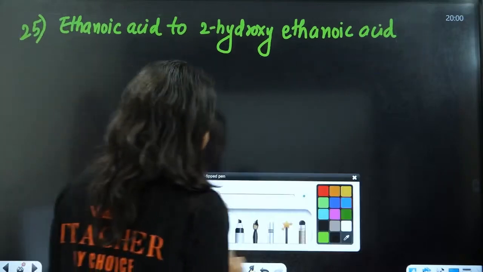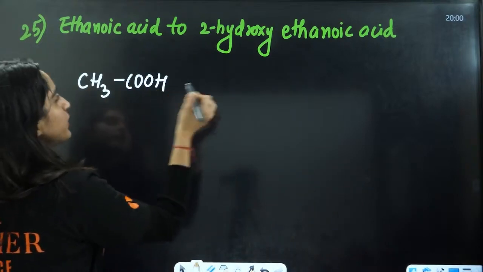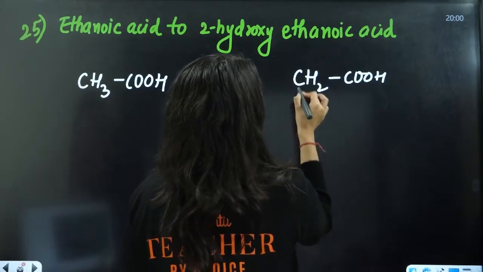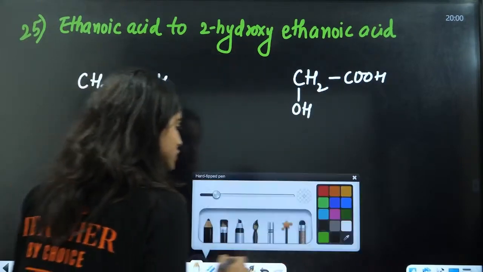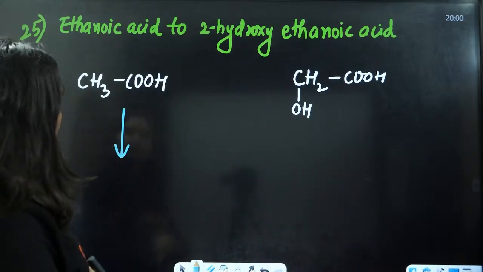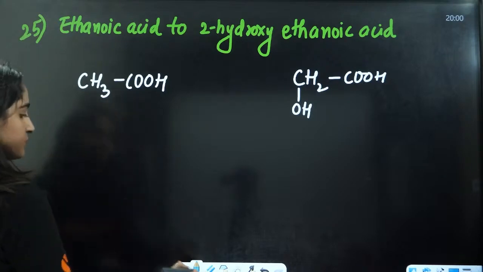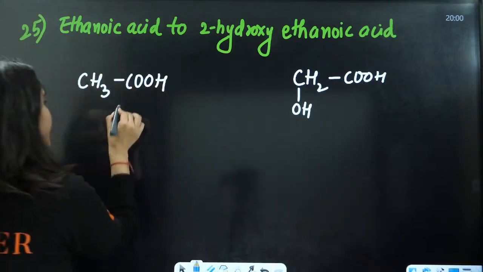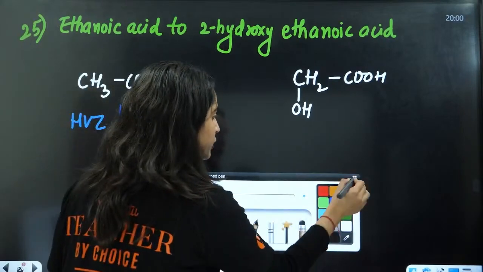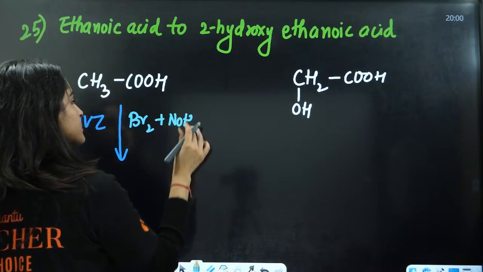Now tell me this one. This is easy, right? You have ethanoic acid, CH3COOH. You need to convert it to 2-hydroxy, that means CH2(OH)COOH. So what can you do? Not Hofmann bromamide reaction. This will be the HVZ reaction. Add Br2.